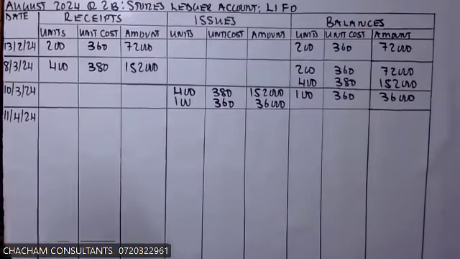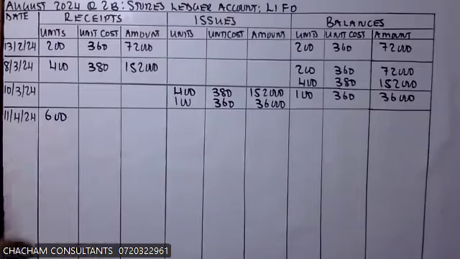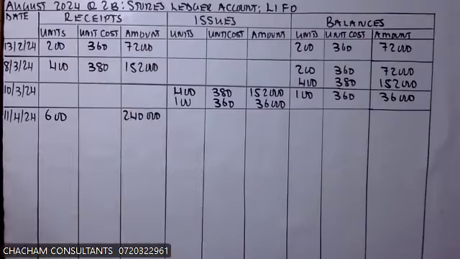So now I am on 11th of April. 11th of April, we bought 600 at, the total is 240. The total is 240. So give me per unit.